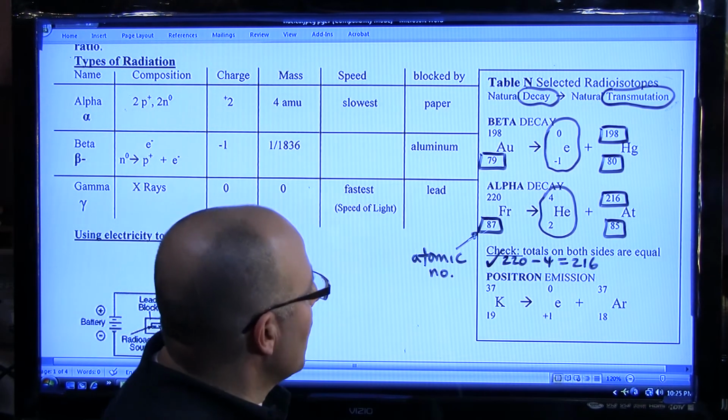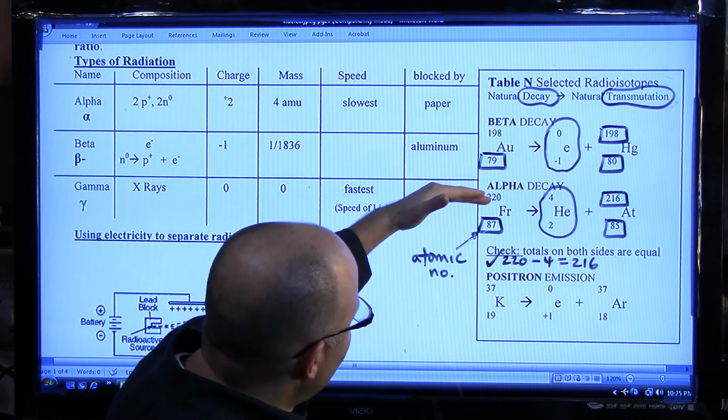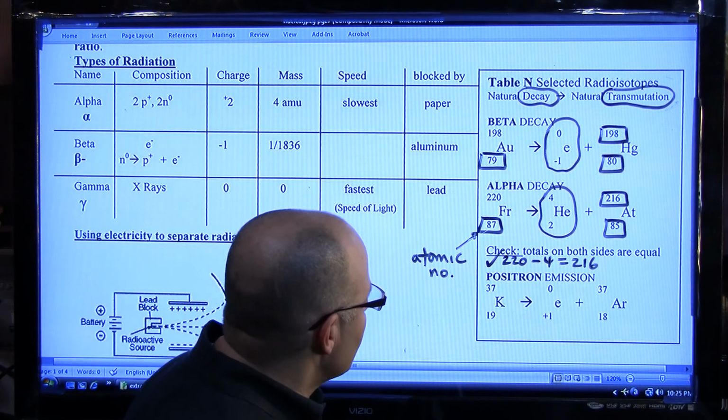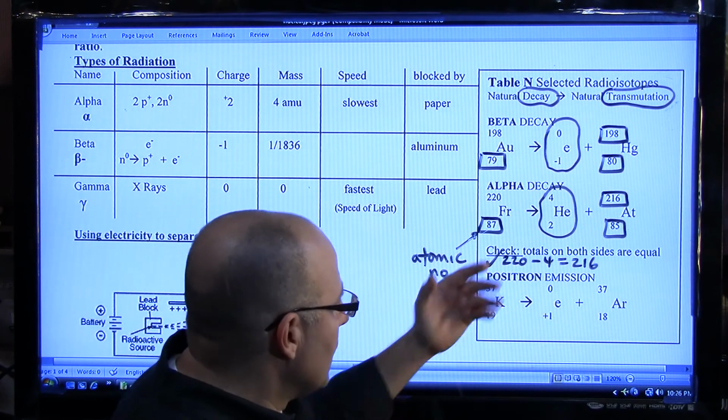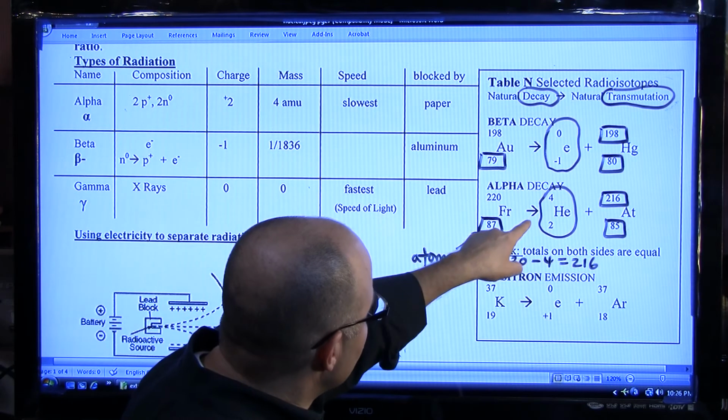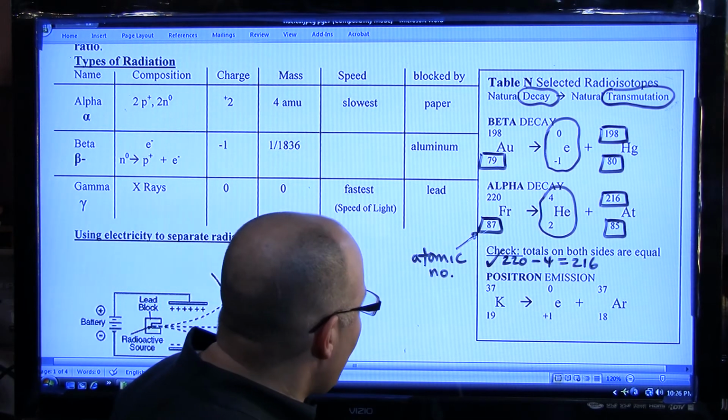All right, so the totals of the top numbers, which are called mass numbers, and the totals of the atomic numbers on both sides should add up, or when you do the subtraction, one should equal the other, since you could treat this arrow as an equal sign also.